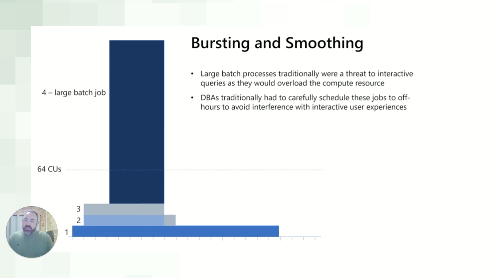And here we can see another batch job has started, and it's on top of the smoothing that we're experiencing throughout the day. So at this point, it was traditionally a threat to interactive queries because we've got this big job which may stop users from seeing the reports. Traditionally, we had to carefully schedule these jobs to off hours to avoid interference.